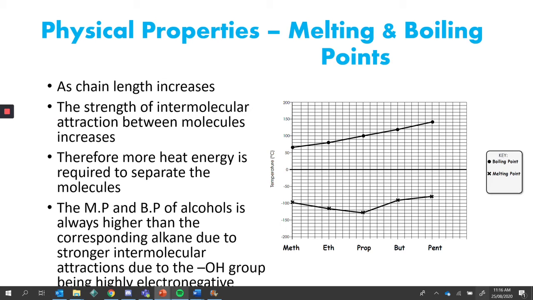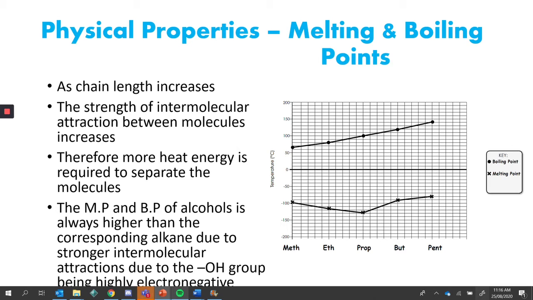Physical properties like melting and boiling points, again, the same trend that we've seen before. The bigger the chain length, the higher the melting and boiling point. The reason for that is we've got stronger intermolecular attraction between the molecules, so more heat energy required to separate them.